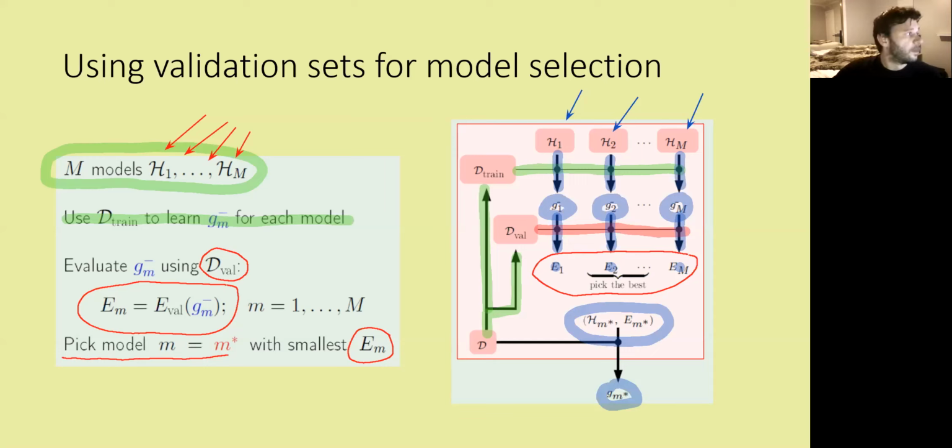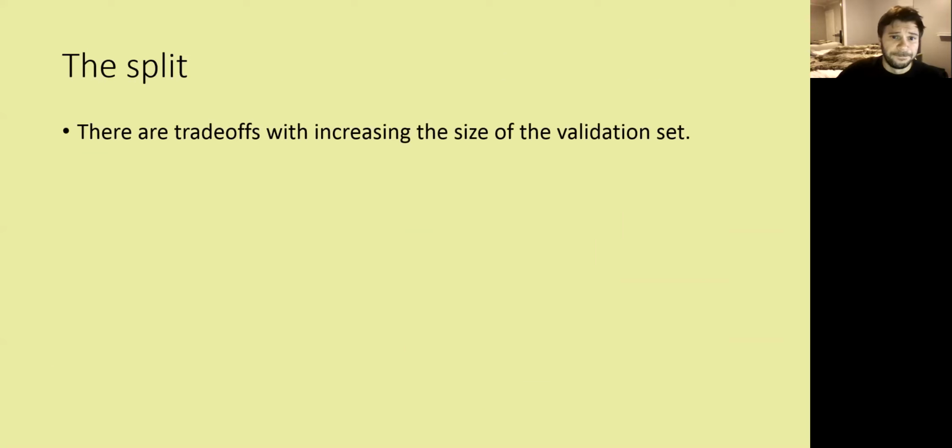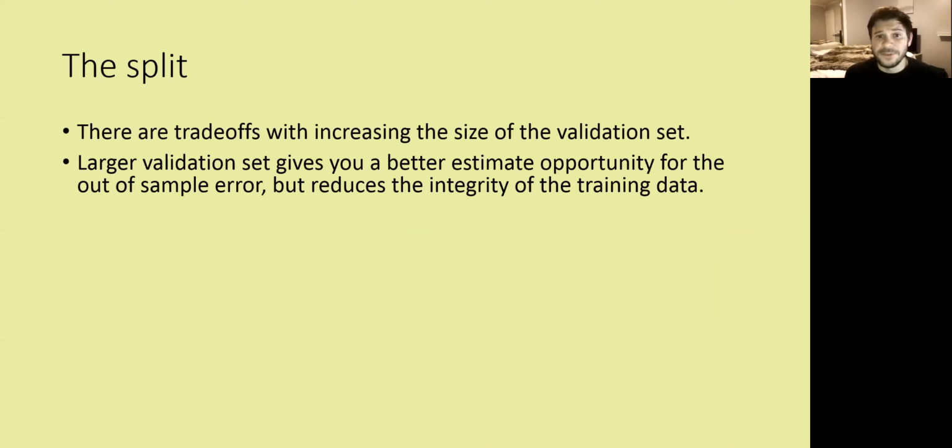Now, you probably have a lot of questions at this point, like, how much data do I need to hold out to do this? The more data I hold out, the more sampling error I am subject to, and the more standard error we're going to have in our parameter estimates. And that's true. So there's a trade-off here. If you increase the size of that validation set, the larger validation set does give you a better opportunity for estimating that out of sample error, but it does reduce the integrity of the training data. You lose some degrees of freedom in your training data.